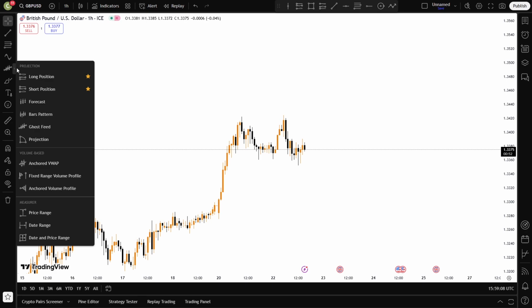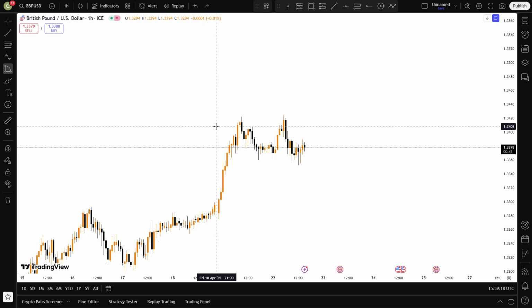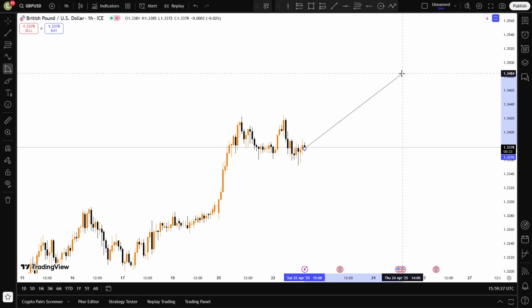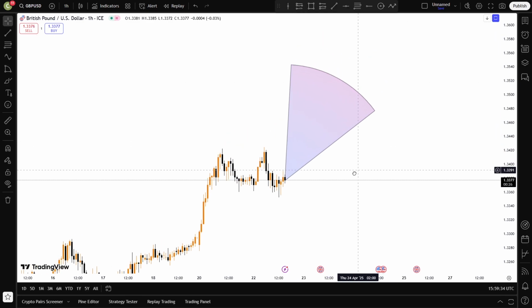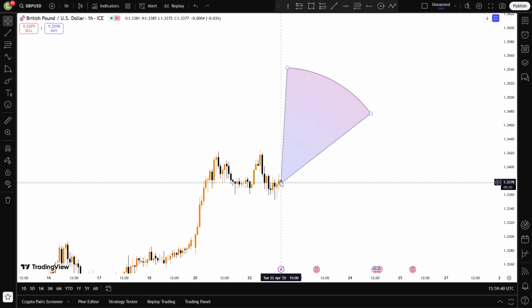And moving on to the last tool under the projection is the projection. So the projection is basically used to visually outline future price path, not measured, just a visual guide. So as you can see, I can just create an angle here, so from one point to the other, and then you do create the angle to visualize potential price movements.